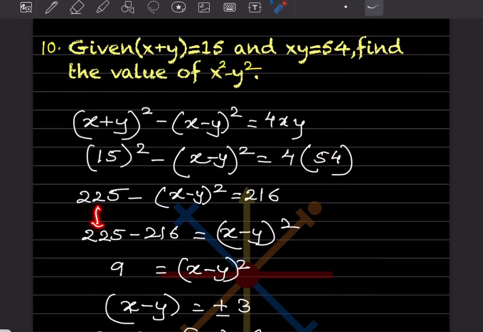So 225, if you bring 216 to this side, that is going to be minus 216, and this is minus (x minus y) whole square. If we take it to the other side, that is going to be plus. So this will be 9 is equal to (x minus y) whole square.